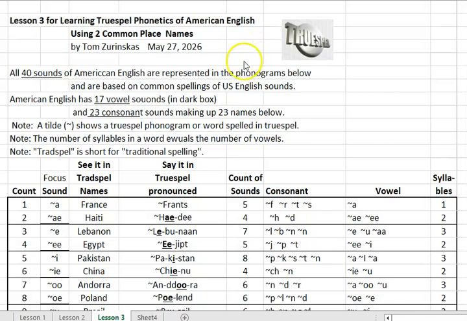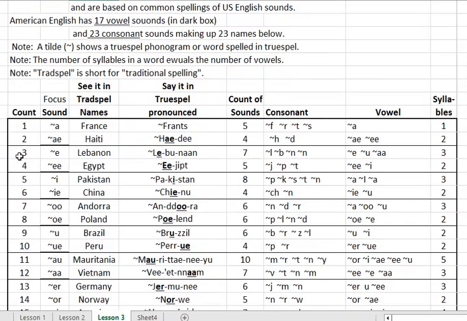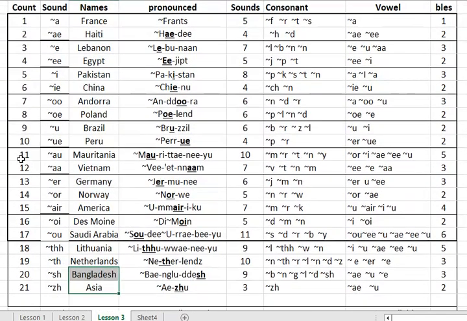And this one here has 21 words. It has all 40 sounds. It is a complete tutorial. You don't have to learn anything else to do Truespel. You can read this material here, and we have a list of words, 21 words. Here are the sounds, the phonetic sounds, indicating with a tilde that these are the sounds we'll be covering today.